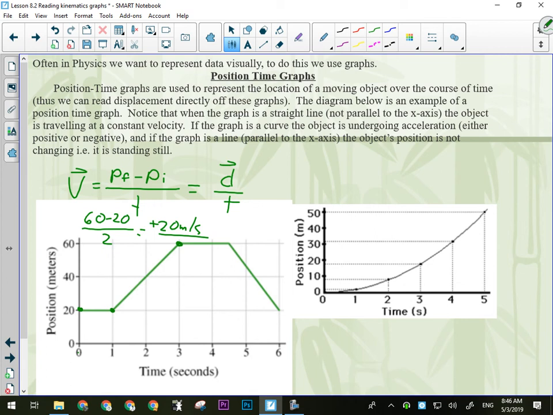All right, everyone kind of follow what I did there? Okay. All right, what's going on in this part of the graph? Nothing. Yeah, the object's position is not changing in this part of the graph. Okay, what's going on in this part of the graph?